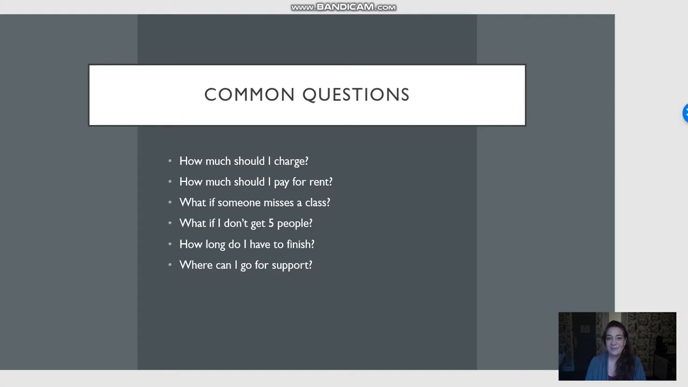Common questions that I get. The biggest one is, how much should I charge? Anywhere from $10 to $20, enough that your population will feel like it's a significant amount of money. How much should you pay for rent? About half that, right? So if you found a rental place and it's $100 for the hour, you want to make sure that you're getting $200. That means you need to sign up 10 people at $20 a person for each class, right? So if you're teaching 6 classes, it'll be $120 for that series. If you're teaching 8, it'll be $160.